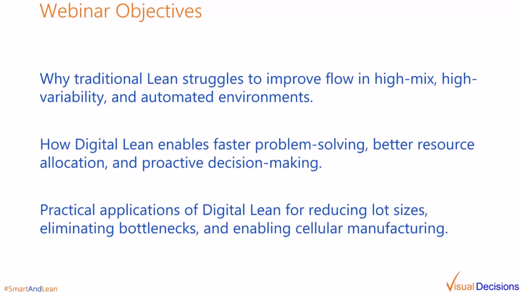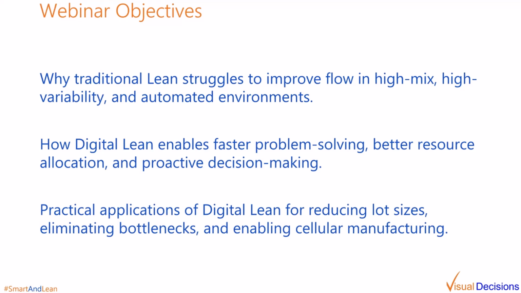By combining the principles of lean with AI, real time data, automation, and predictive analytics, digital lean provides a dynamic, adaptive approach to improving flow, reducing bottlenecks, and optimizing production efficiency.